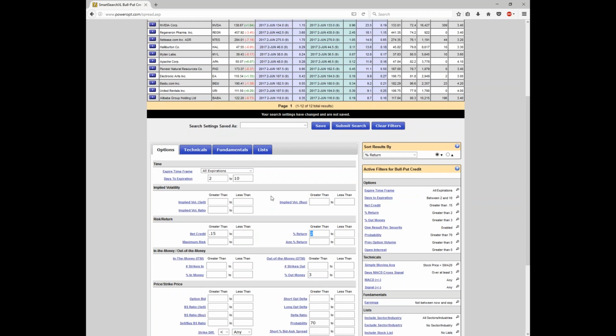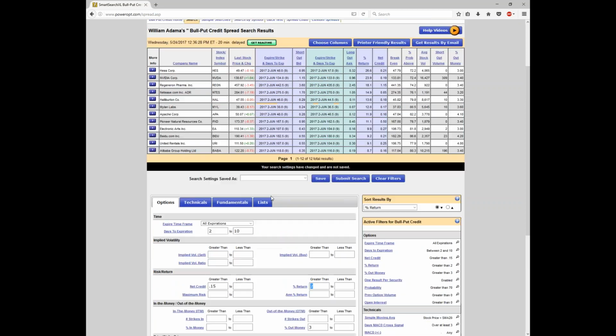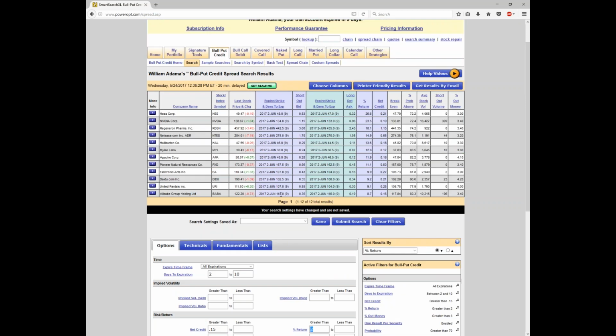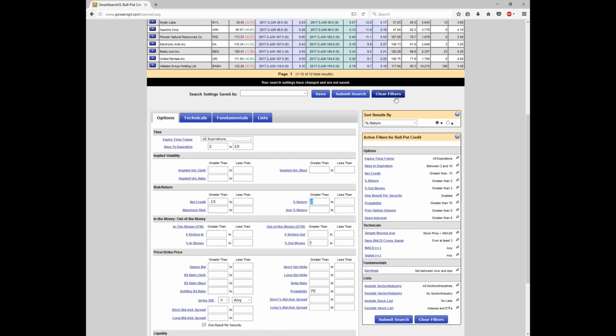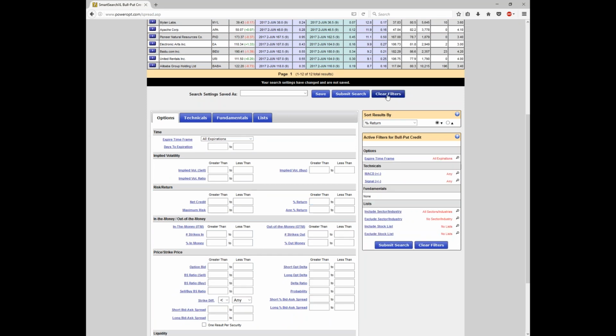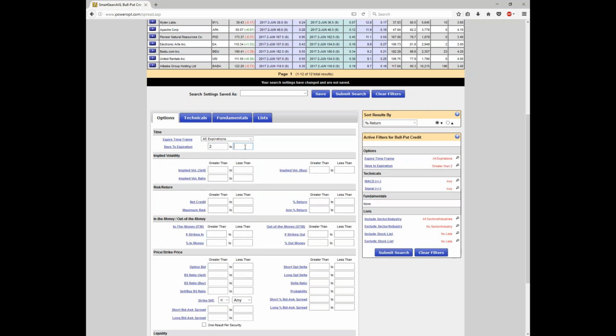How would I do it? I'd go to my strategy. I'd click on search. I'd ignore the trades that appear, scroll right down to the bottom, and hit clear filters on the top of the parameter field on the right-hand side. This is going to empty everything out of our options, technicals, fundamentals, and lists. What do I want? I want next week's expiration. Well, I can choose all weeklies, but I'm focusing on 7 days out. It's actually 9 days out. So again, I'm going to go about 2 to 10. Again, why 2 to 10? I want to filter out the ones coming up on Friday.